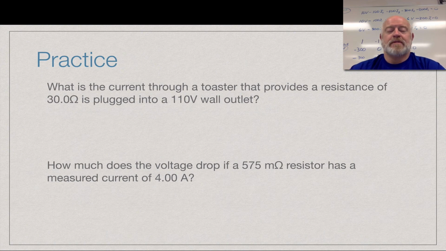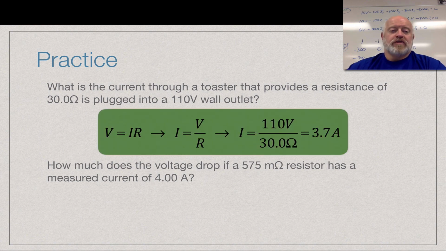So here's two practice problems. Go ahead and pause the video here if you like and work through these two practice problems using that. And then once you're done, unpause it and we'll take a look at the solutions. All right, so here we go. First of all, our current through a toaster. Well, we're going to rearrange this equation, and we have our current flow is our 110 volts divided by our 30 ohms, and we get 3.7 amps, okay?